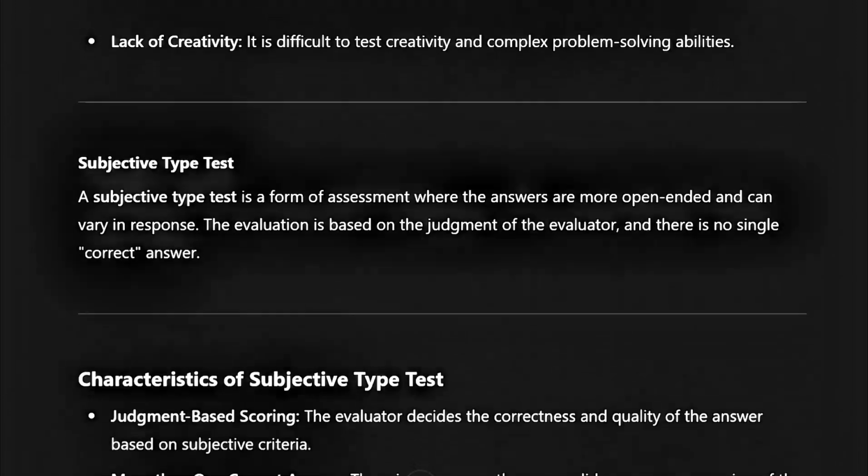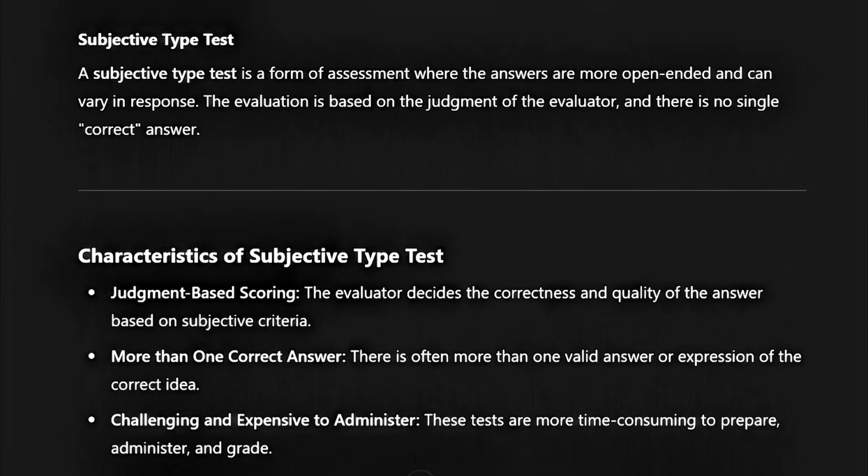Subjective type test. A subjective type test is a form of assessment where the answers are more open-ended and can vary in response. The evaluation is based on the judgment of the evaluator, and there is no single correct answer.